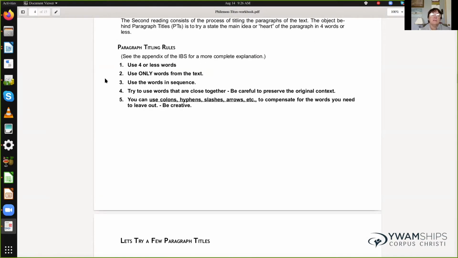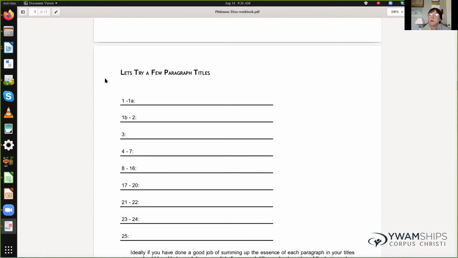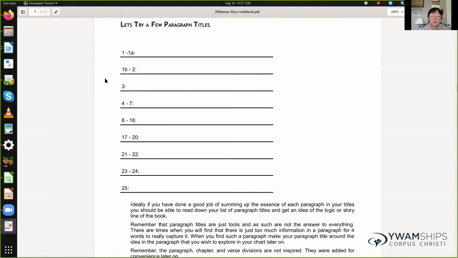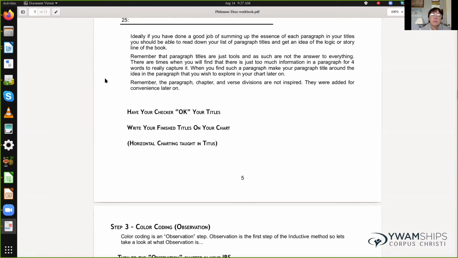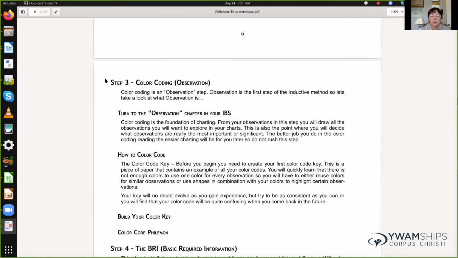Which we already did, our paragraph titles. And of course it's recorded, so you can go back and look at what we did for our paragraph titles when Charter is fixed. And Paul is very quick on getting that. Then we already did our color coding, so we did that already.